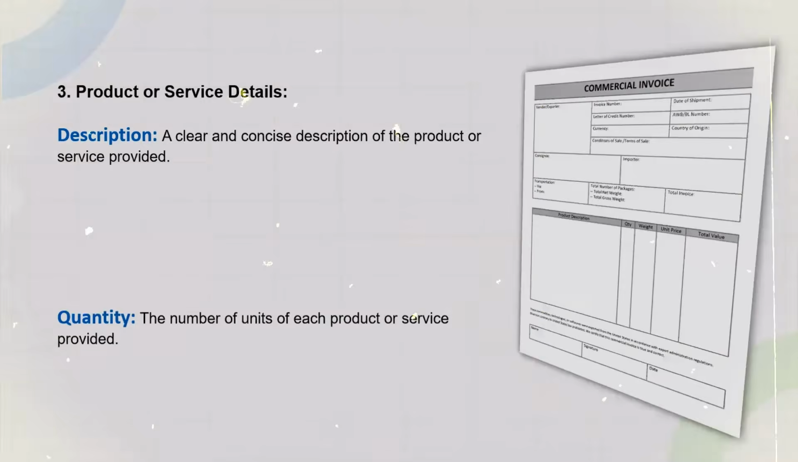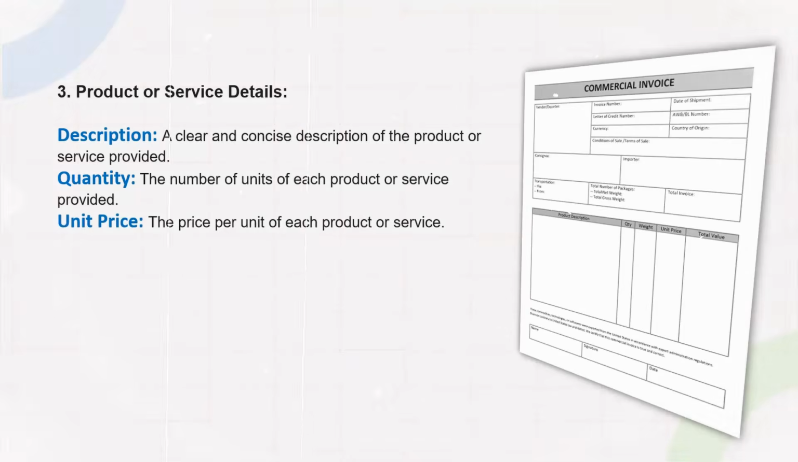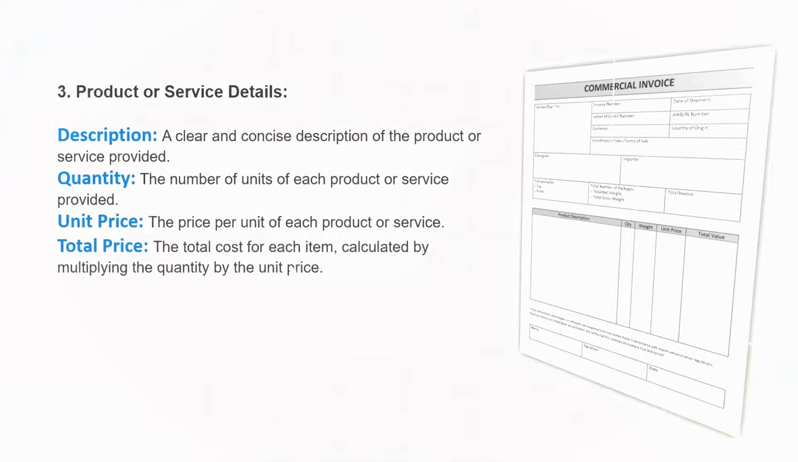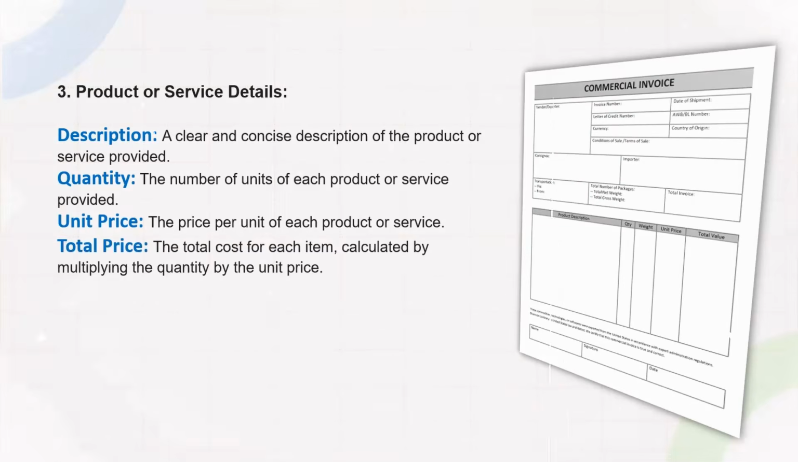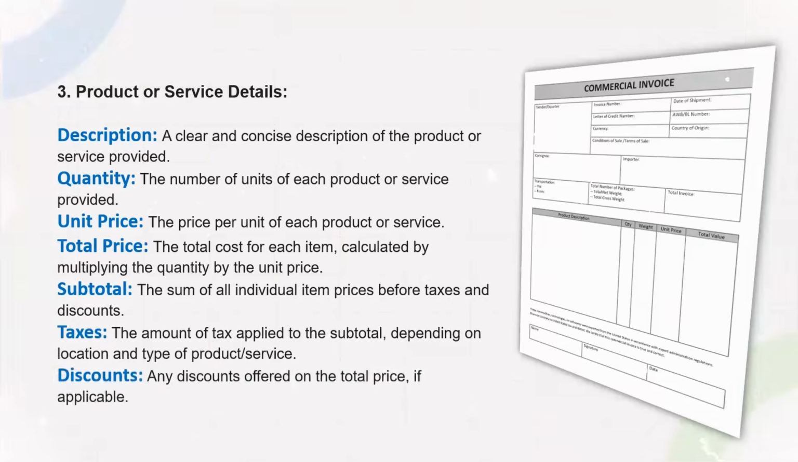Moving ahead, now let's talk about the third category, which is product or service details. So what kind of product or service details will we find? Description of the goods, what kind of product or services we are going to receive, quantity, the number of units for each product or service provided, unit price of goods or services we are going to receive, and total price of the goods and services we have received. How can we get it? By multiplying the quantity with the unit price. And then we can also get the subtotals, tax information, and discount related information on our invoice.